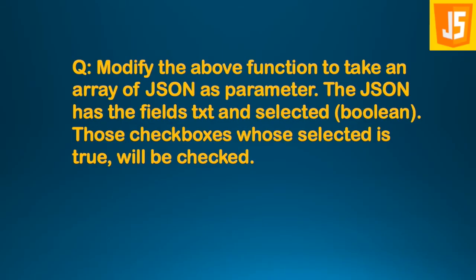Modify the above function to take an array of JSON as parameter. We were taking an array of strings. Now we want to take an array of JSON as parameter. The JSON has the fields text and selected. And selected is a boolean. Those checkboxes whose selected is true will be checked. So we want to pre-check those boxes, those checkboxes whose selected is true.